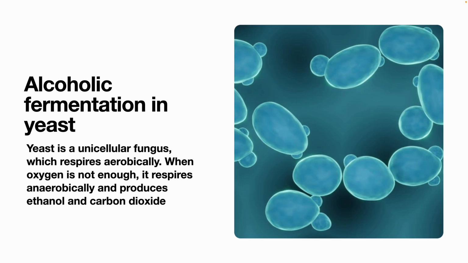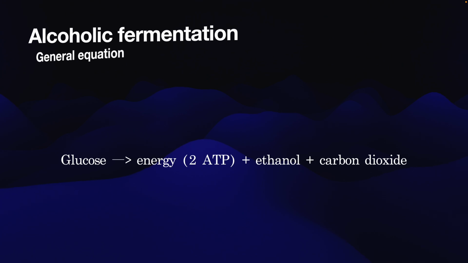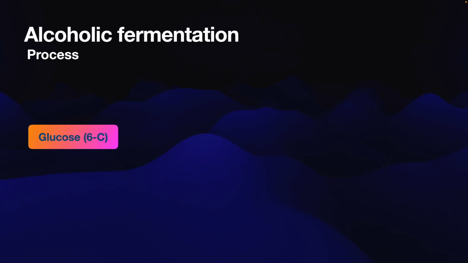Alcoholic fermentation in yeast. Yeast is a unicellular fungus which respires anaerobically. When oxygen is not enough, it respires anaerobically and produces ethanol and carbon dioxide. Let's take a look at its general equation. Glucose is converted into energy, 2 ATP, ethanol, and 2 carbon dioxide.